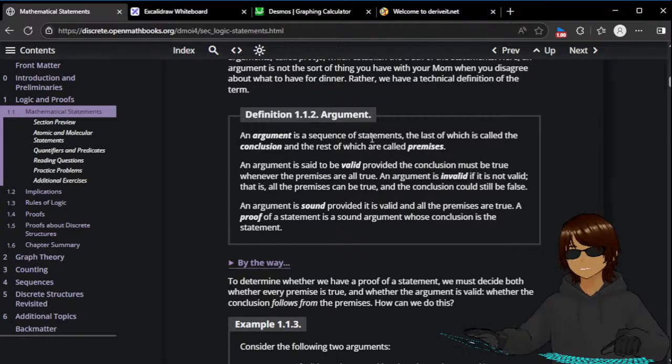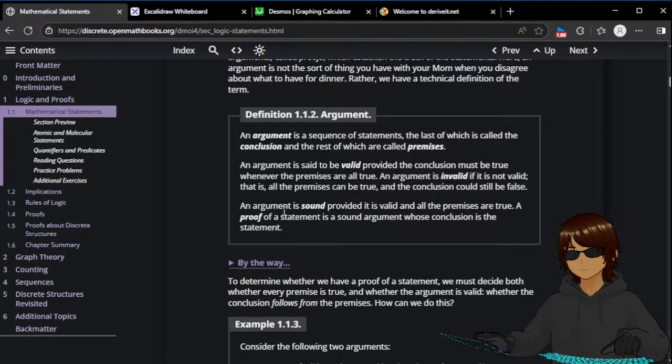An argument is a sequence of statements, the last of which is called a conclusion, the rest of which is called premises. An argument is said to be valid provided the conclusion must be true whenever the premises are all true. An argument is invalid if it is not valid. That is, all premises can be true and the conclusion can still be false.